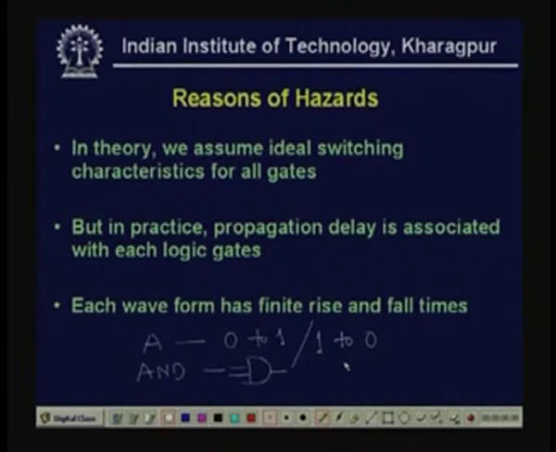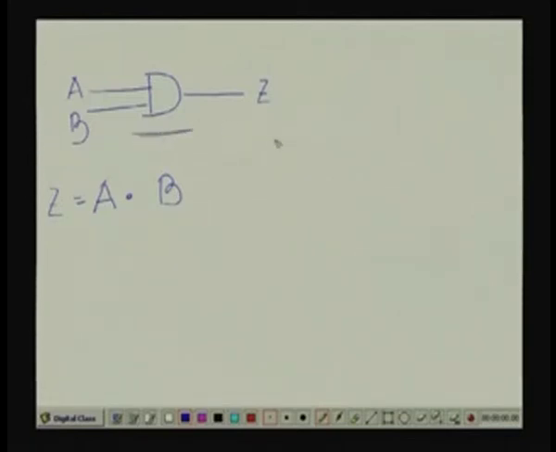Now, whatever be the thing, say I am taking a 2 input AND gate, or say A dot B operation. So, Z equal to A dot B operation. Now, in practice or in real life, it will take some time. For a gate, we are calling this time the gate delay or the propagation delay.